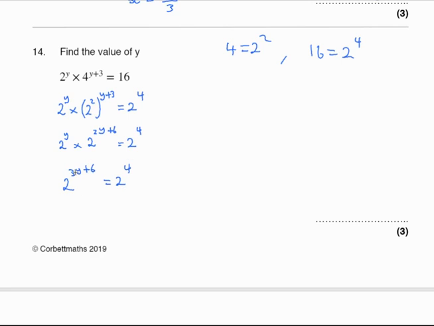Again, I can say that 3y at this stage plus 6 is equal to 4. Taking away 6 from both sides, I get that 3y is equal to minus 2. And then y is equal to minus 2 over 3. So there we go.